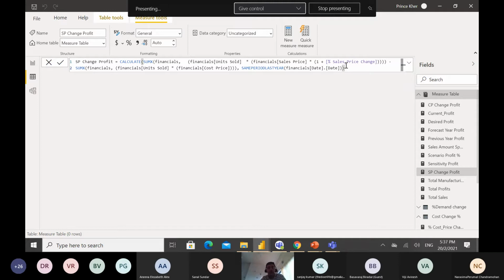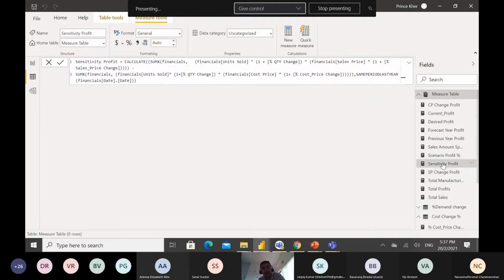Now for scenario, it would be a completely change in all the variables. So units sold into the change in units sold, sales price into the change in sales price, quantity minus the units sold into the quantity change, into the cost price, into the quantity change. What it's trying to do is just link everything all together in one go. And then you can do a combination.